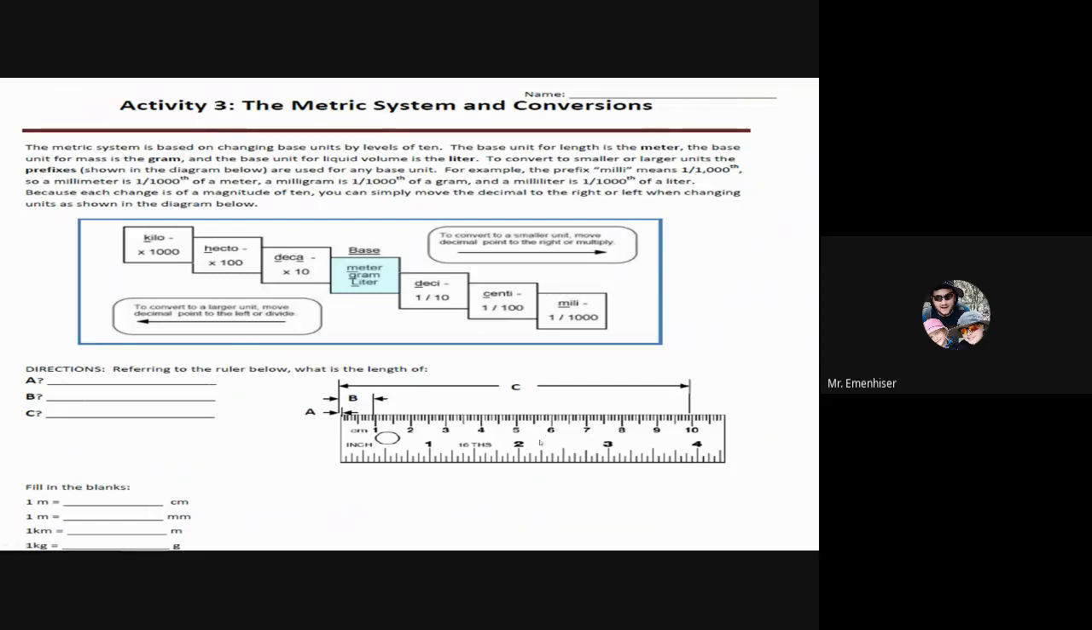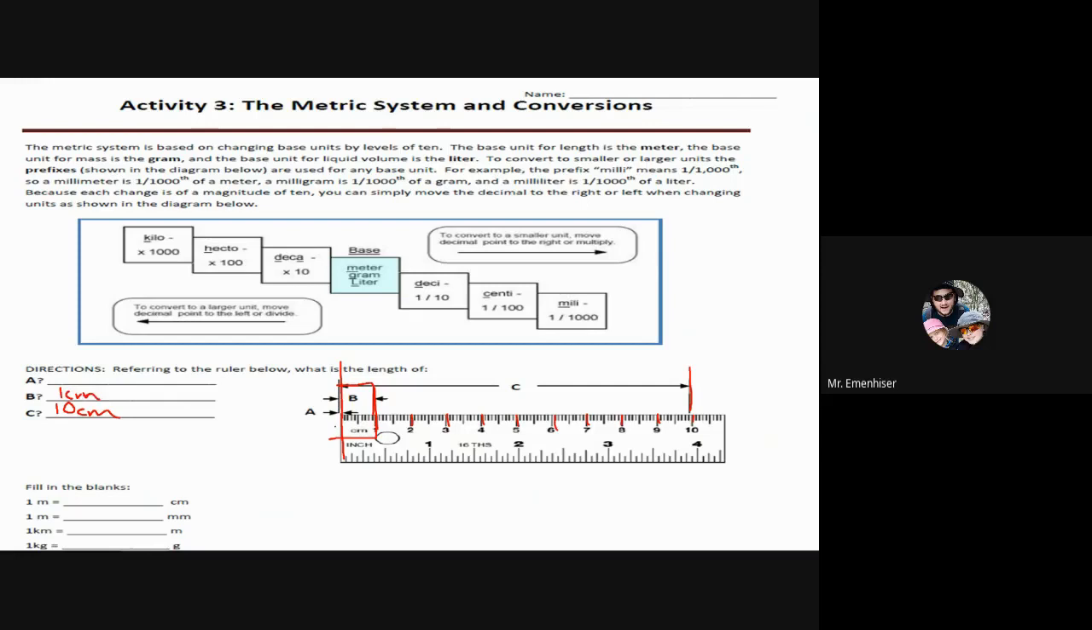Okay. How to read a ruler. So if you look at this ruler, what is the distance of A? A is right there. So each of these is a centimeter. That's 1 centimeter. That's 2. That's 3, 4. Okay. So hopefully we can see that C is 10 centimeters. B is 1 centimeter, right? I'll see how that lines up. 1 centimeter.